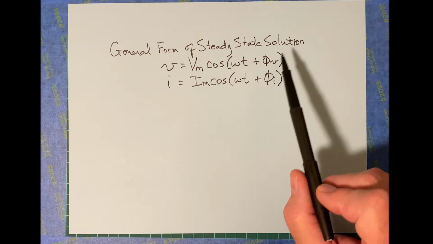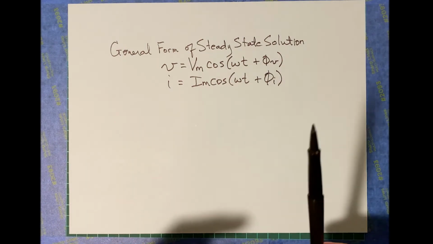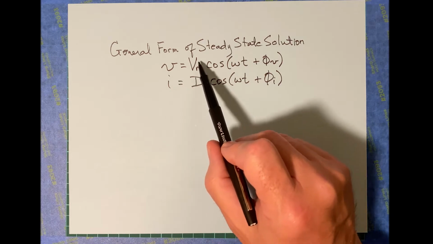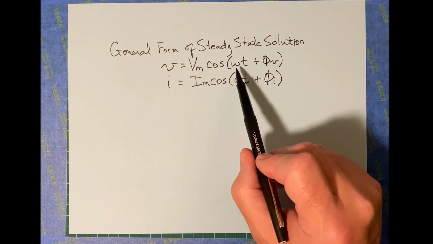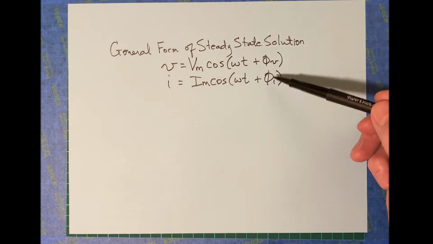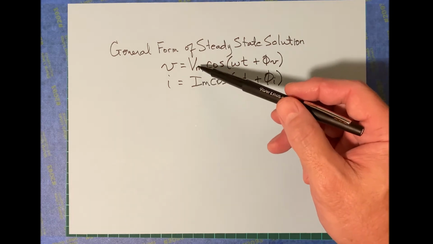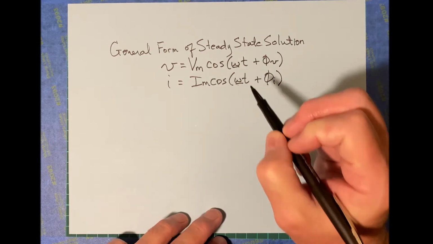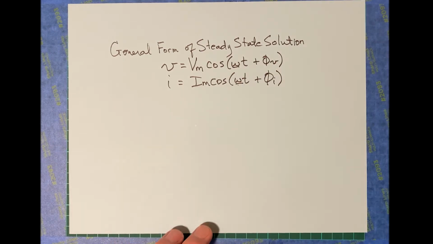The general form of the steady state solution then, whether we're talking about voltage or current, is going to look like this. It is amplitude, cosine, omega t plus some phase angle. The phase angles here are different. The amplitudes are going to be different, but the thing that's going to be the same are the two omegas here.